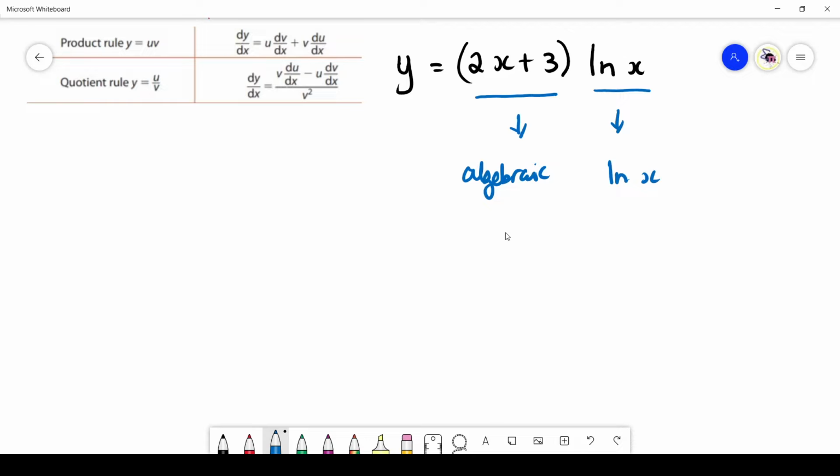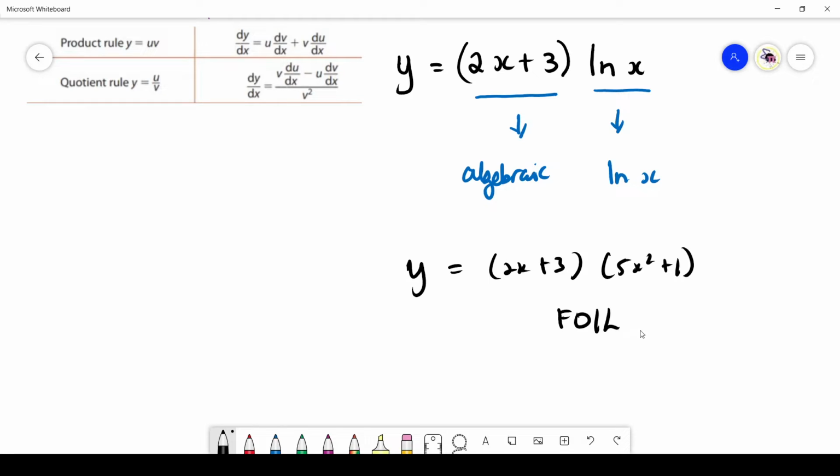Now students may look at questions as follows: y is equal to 2x plus 3 and 5x squared plus 1. And sometimes they say both are algebraic functions, so therefore the product rule cannot be applied. This would be incorrect to say. A question like this can be differentiated one of two ways. The first way, you can simply expand your brackets using the FOIL method, and by doing so, you would end up getting 4 terms that can be differentiated individually.